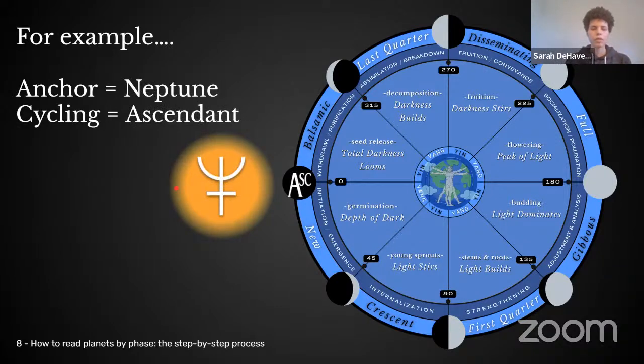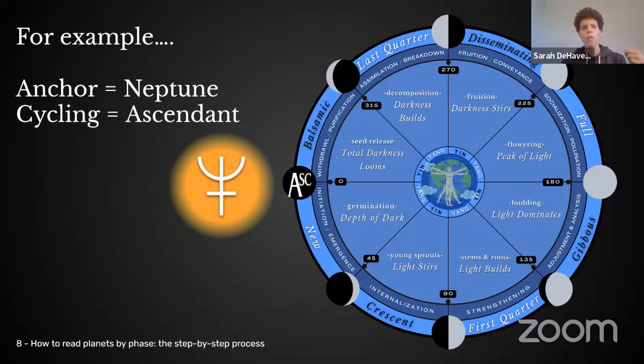Next example I have here is Neptune and the ascendant. This one is pretty obvious, but I just wanted to show you an example with an angle here. Neptune would be considered the sun, so to speak, the anchor planet. And the cycling planet, or point in this case, angle, is the ascendant. So you can read those two in relationship.